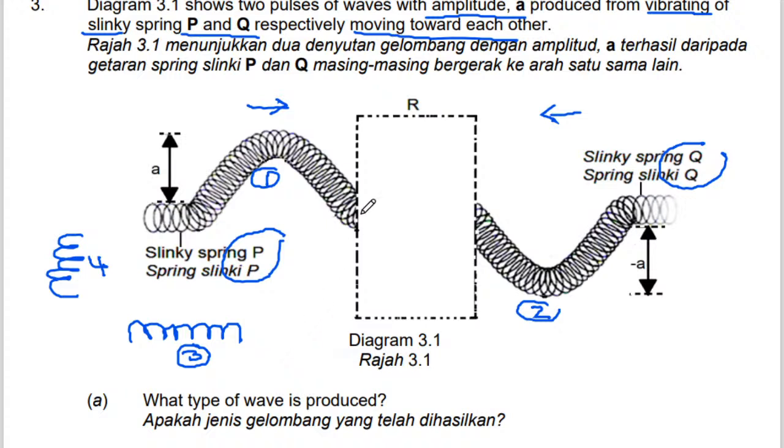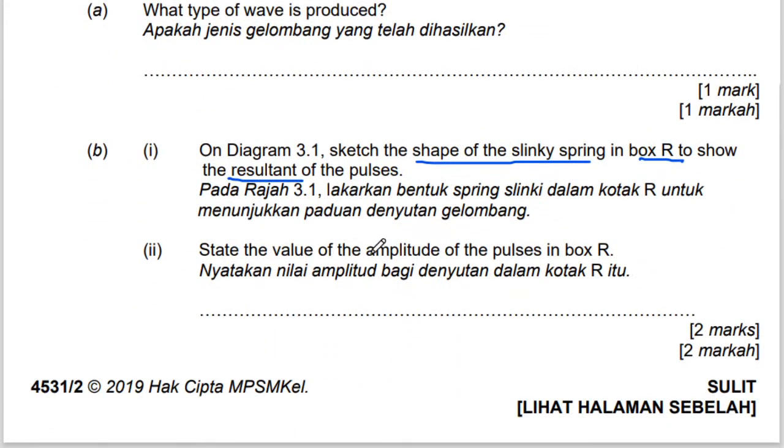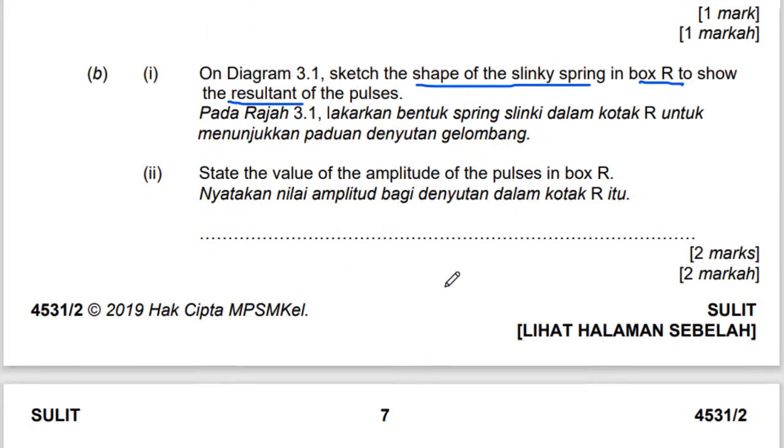Destructive. Okay, yeah. So this one will be crest meet with trough. So the two waves will be cancelling each other. So this will be destructive interference. Alright, gelombang interference memusnah. So the amplitude will be 0. Okay, good. 0 amplitude. State the value of amplitude. Oh, macam tahu soalan. Alright, so state the value of amplitude. That will be 0. Okay, 0 amplitude. Okay, good. Okay, next one.